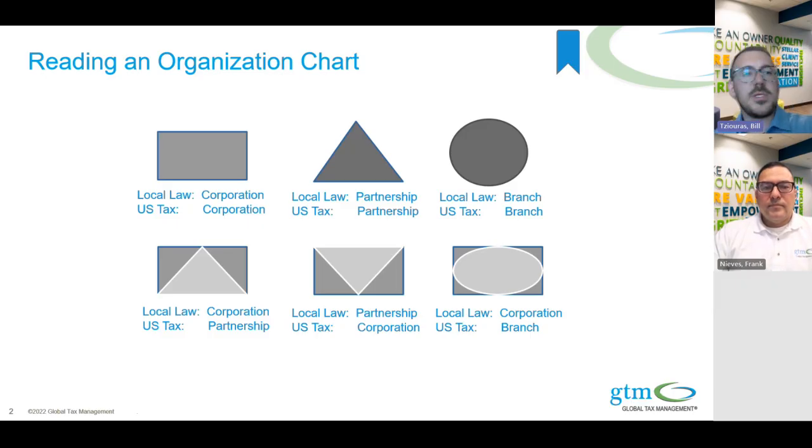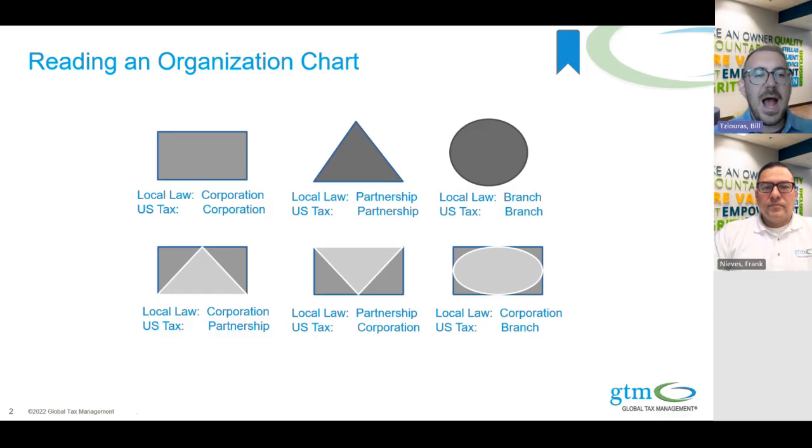Partnerships and branches being what we like to call sometimes disregarded in that its attributes flow up to its tax owner, whereas the corporation is a regarded entity that will maintain its attributes. If we go down to the bottom right part of the screen, we see what we usually call a disregarded entity or a check the box entity. What that means is that for local purposes, it's considered a corporation. For US tax purposes, it's treated electively as a branch.